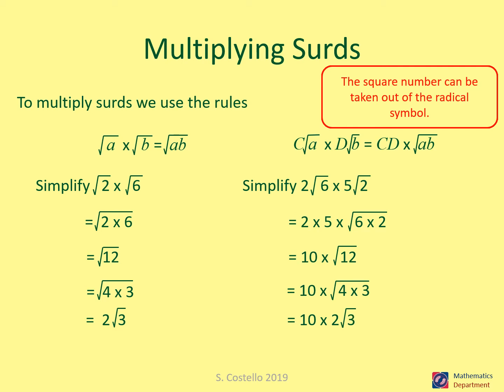Again, we've now got two numbers outside the radical symbol. So we can simplify this by finding the product of the two integers outside the radical symbol, which is 10 times 2, which gives the final answer of 20 root 3.